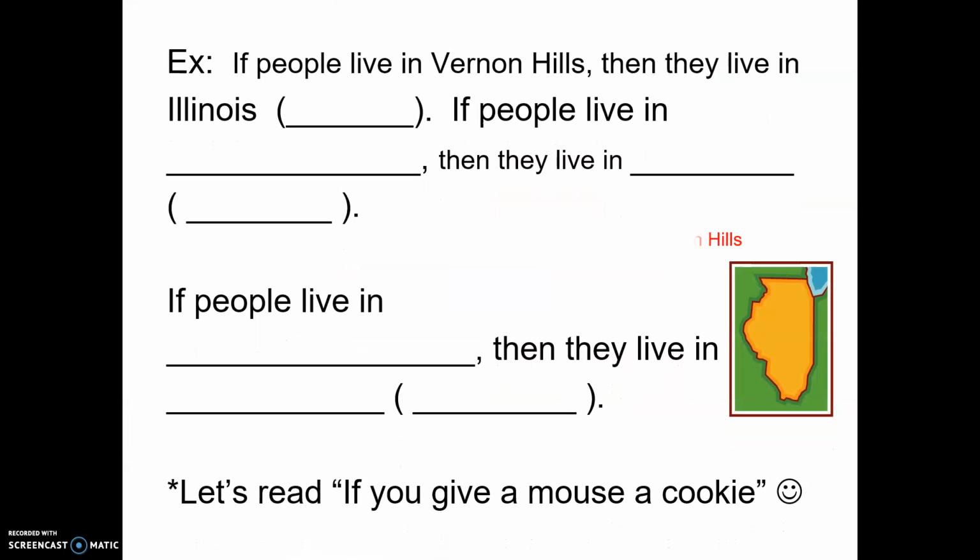Okay? If people live in Vernon Hills, then they live in Illinois. P then Q. If people live in Illinois, then they live in the United States. Well, we already said that living in Illinois was our conclusion, Q. Well, living in the U.S. we haven't used yet, so we use a different letter to represent that. This is now saying Q then R.